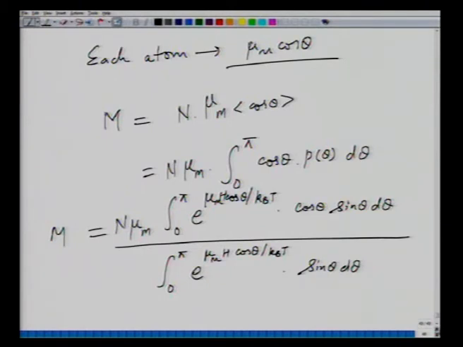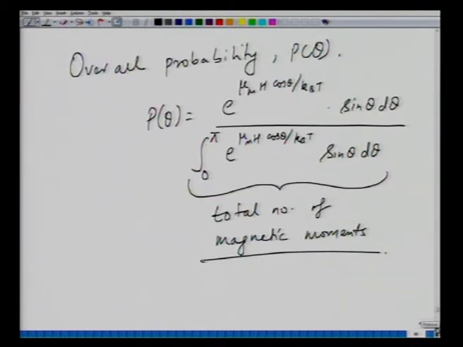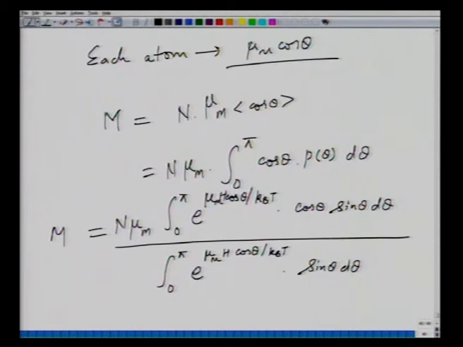So, you just go back to the previous picture. We have the integral from 0 to pi of e to the power mu m H cos theta by k B T sin theta. This is the total number of magnetic moments, and this expression gives you the probability that you have moments between theta and theta plus d theta. When you multiply this by mu m cos theta, you get the total magnetic moment.